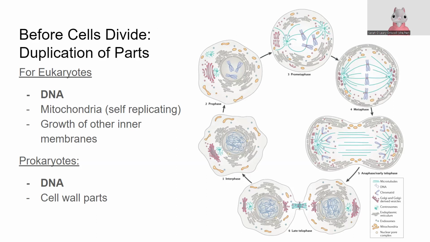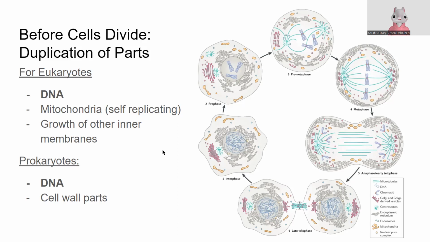For eukaryotes, the parts all have to be replicated first, and that includes things like the mitochondria and all of the other membrane-bound organelles that are inside of the cell. So you can see in the picture on the right, there are all kinds of different organelles that are visible here. This is the actual cell division process, but as you can see when they divide down in late telophase, each of the cells has about the same amount of stuff, and they both look very similar to the first cell that is here in interphase.